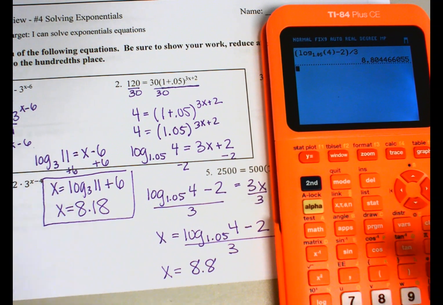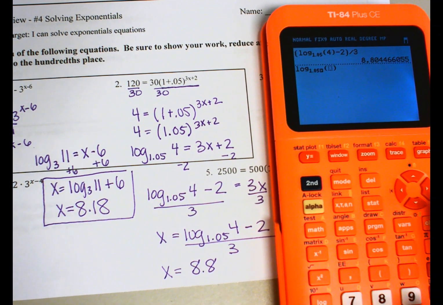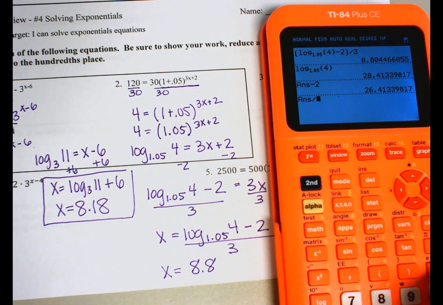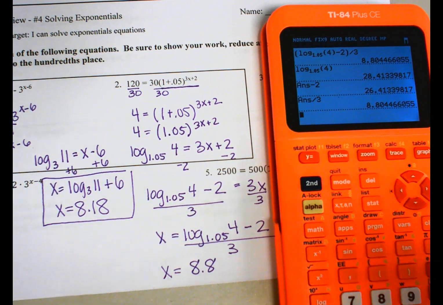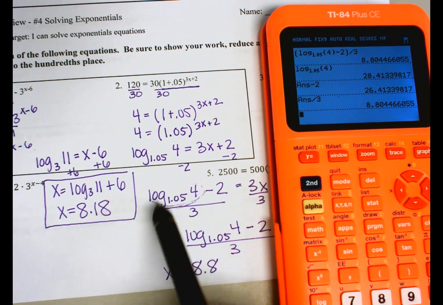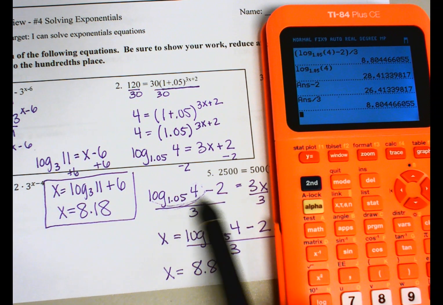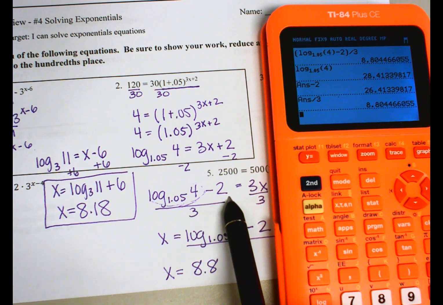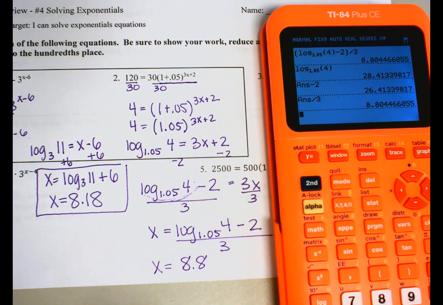You could also do it in pieces, right? I could do log base 1.05 of 4, and then I could subtract 2, and then I could divide by 3. I get the same answer regardless of the process you type it into your calculator. But you want to make sure, right, we're not combining anything along the way. This log is a decimal answer, right? It's 28.41. So I can't just subtract 2 from it. It doesn't work that way. This is a value, and then I'd subtract 2.